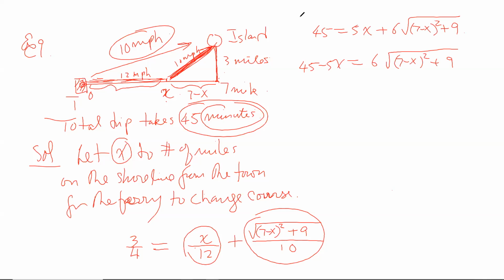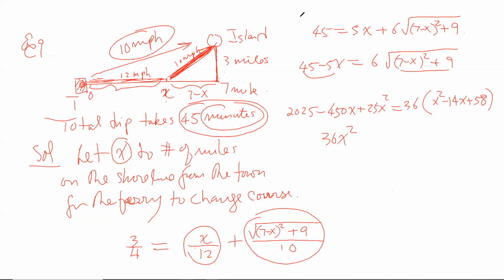And then square both sides. Square both sides, so you know how to square this, right? 45 squared is 2025, minus 2ab, right? Which is 450x, plus 25x squared equal to 36. Then this guy squared, so you get x squared minus 14x plus 49 plus 9, which is 58. And you simplify this equation.